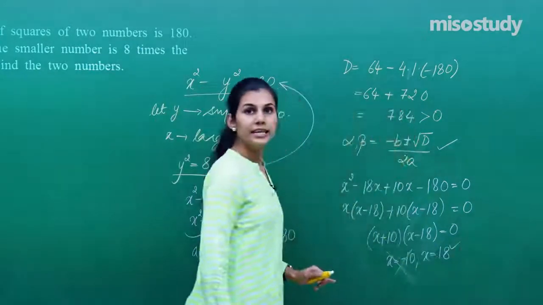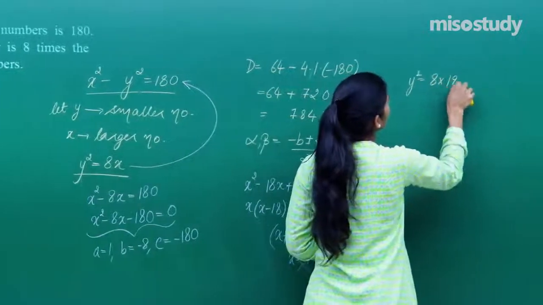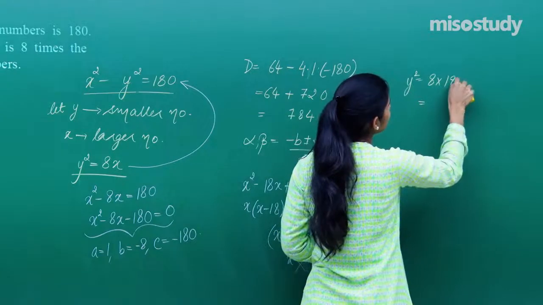x is 18. If x is 18, y is what? y square is 8 into 18. This gives me what?